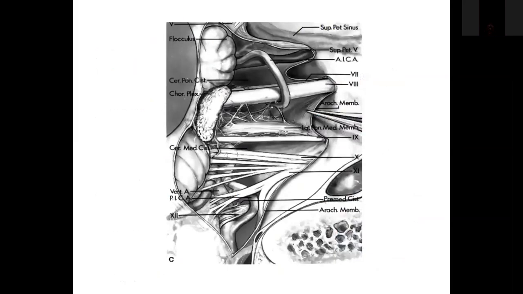Here we have a posterior view of the cerebellomedullary cistern as it is separated from the cerebellopontine cistern by the lateral pontomedullary membrane. And in this cistern, we see the fibers of the vagus nerve, we see the fibers of the accessory nerve, and we see the fibers of the glossopharyngeal nerve.